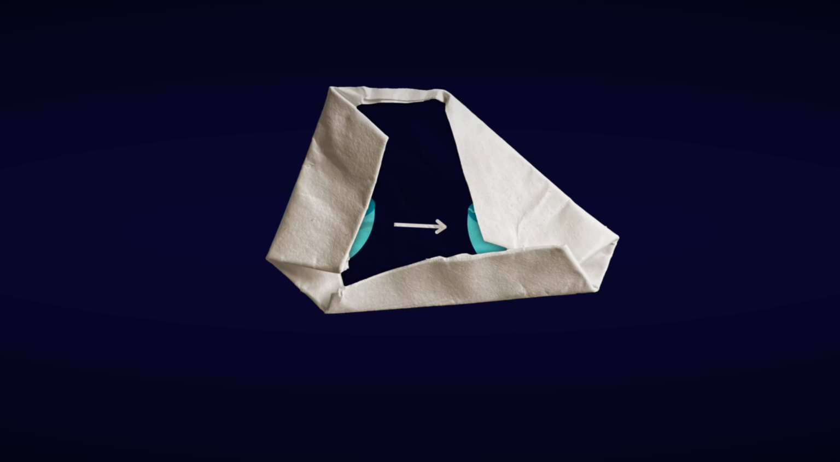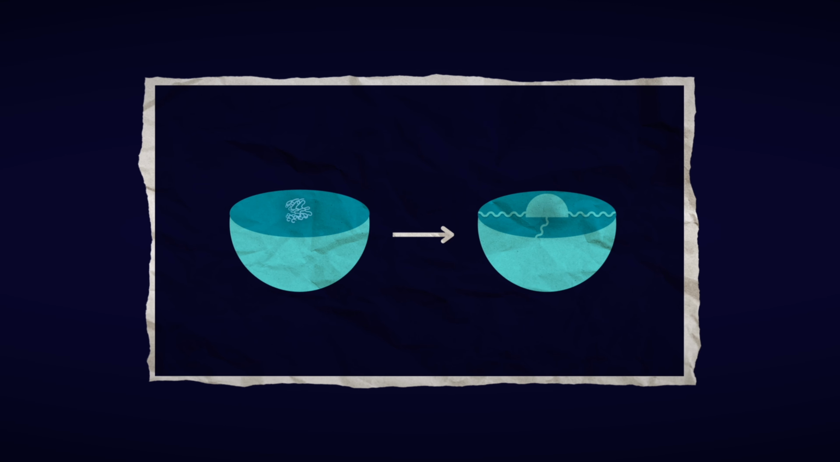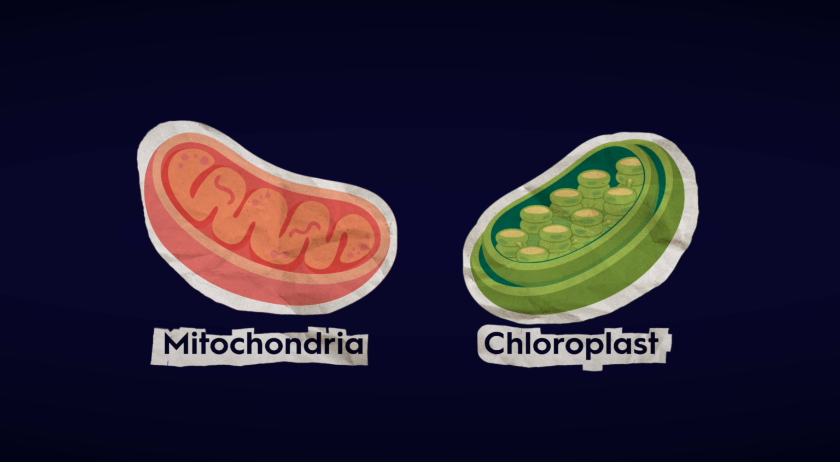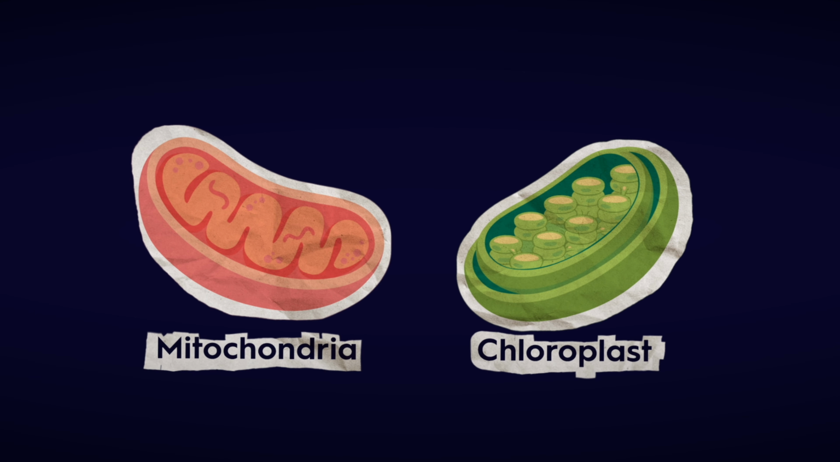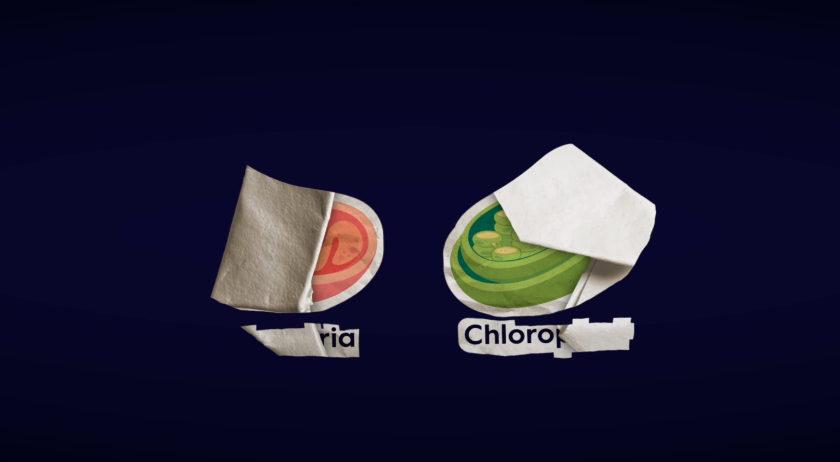So far, we've seen how membrane folds created the nucleus, and how symbiotic relationships led to mitochondria and chloroplasts, the core machinery of complex cells.